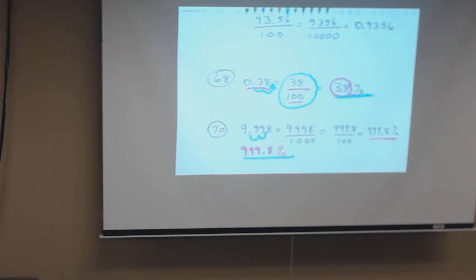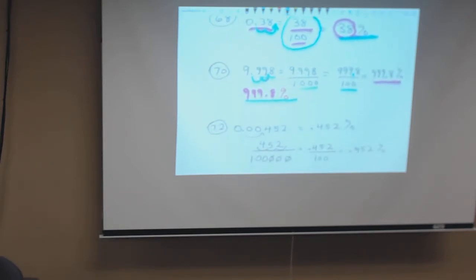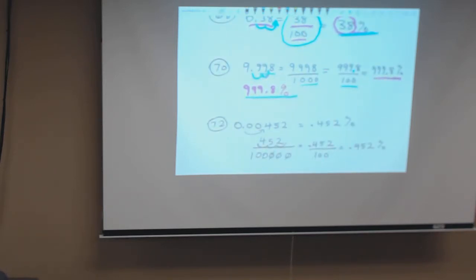So say, okay, so that's like 9998 over 1,000. 3 decimal places would be 1,000. So that's like 999.8, put a decimal point here, over 100. So that would be 999.8%. So fractions help me avoid driving in the ditch.